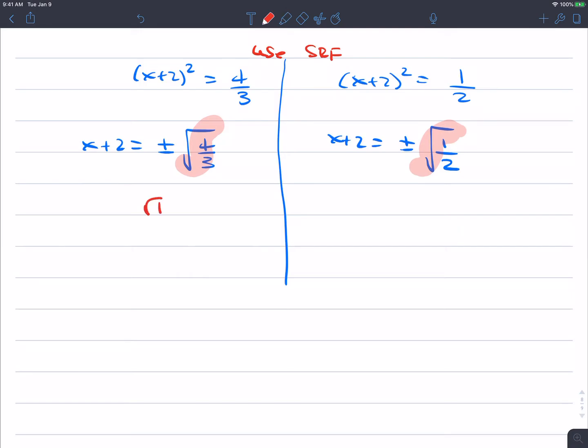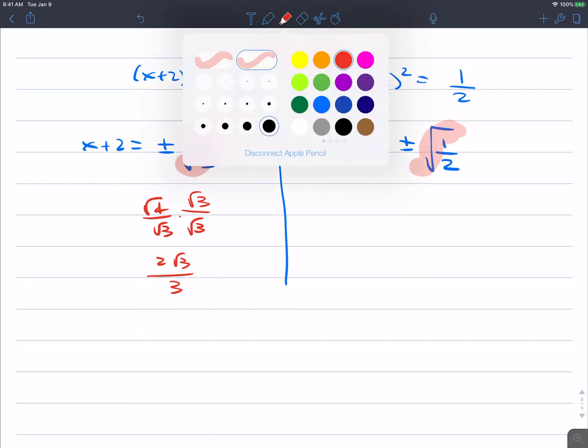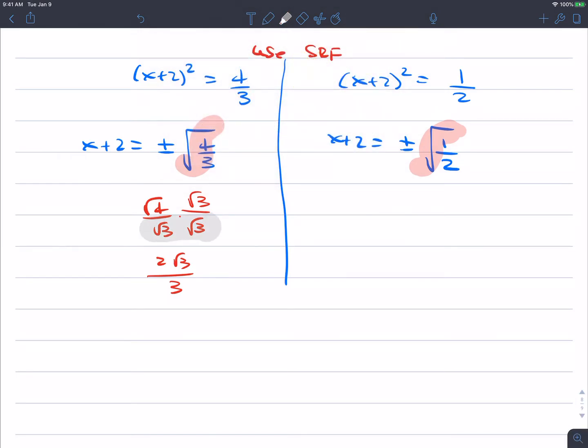So square root of 4 over square root of 3. Rationalize the denominator. Square root of 4 actually will be 2 times the square root of 3 over 3, because we multiply straight across, square root of 3 times square root of 3 gives us the value 3. And this 2, or the square root of 4, which is 2, is multiplied to the square root of 3. So we simplify that radical.